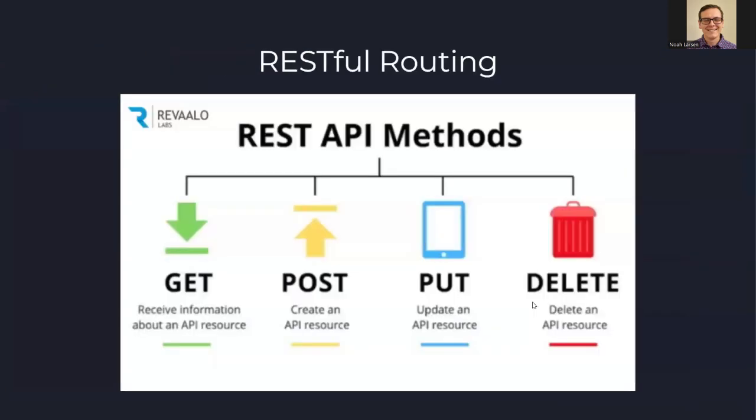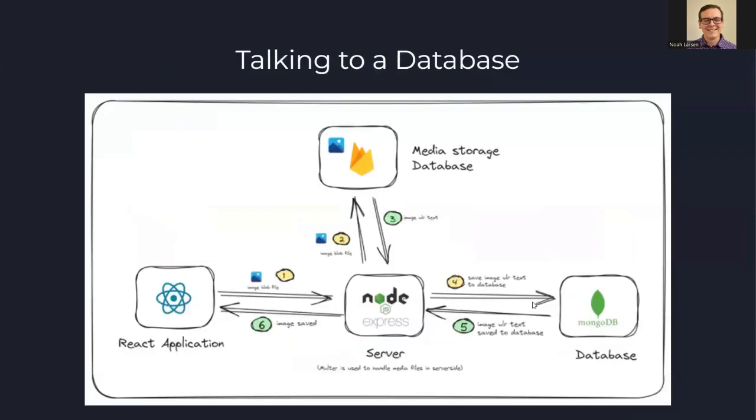So, like I said before, Express makes it easy to define endpoints for different types of requests. And this is what we call RESTful routing. There are four different methods in RESTful routing, and that's the GET, which you can use to fetch user data, POST to add new users, PUT to update those users, and DELETE to remove the users from the database.